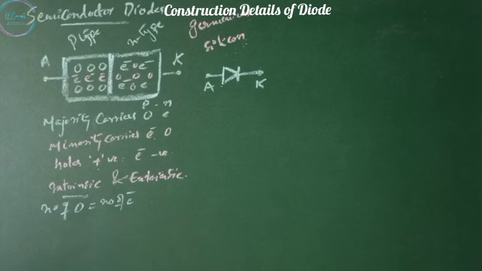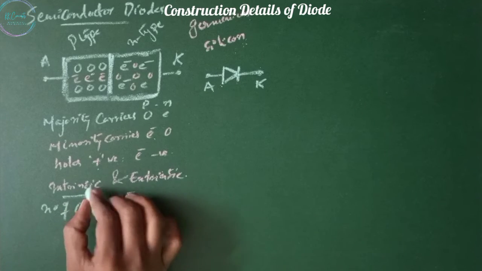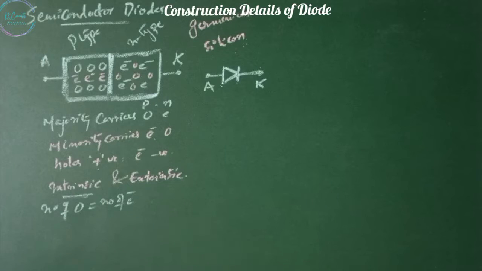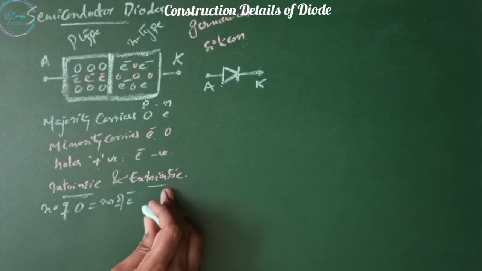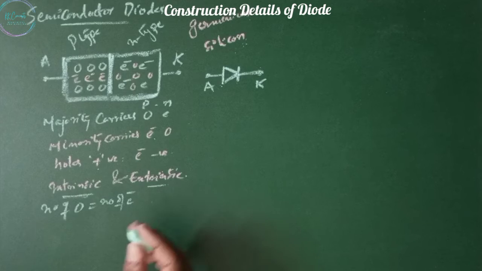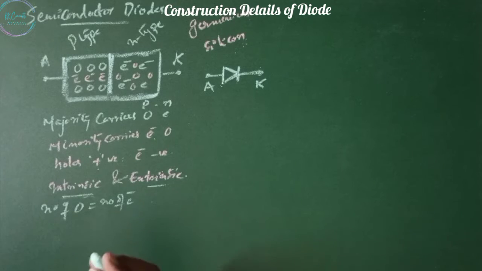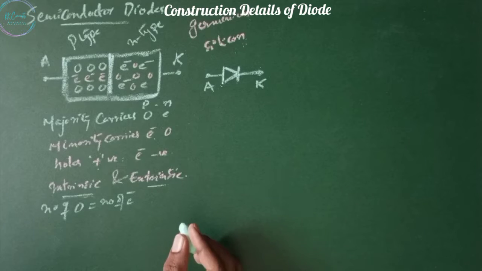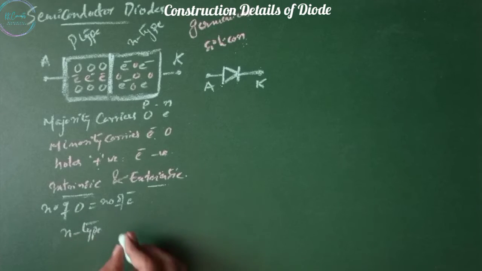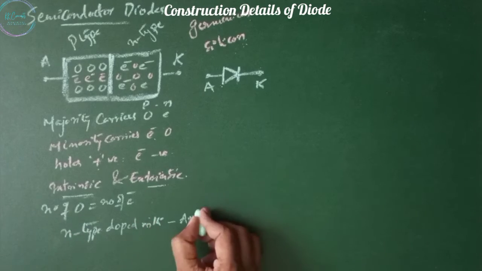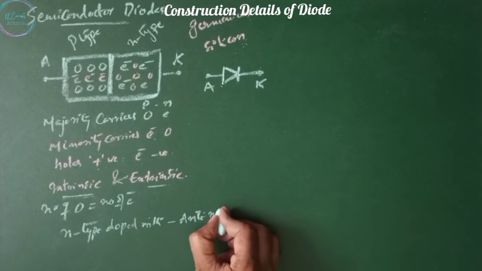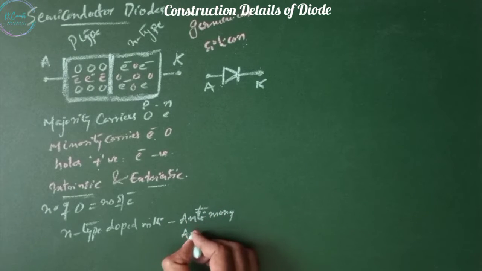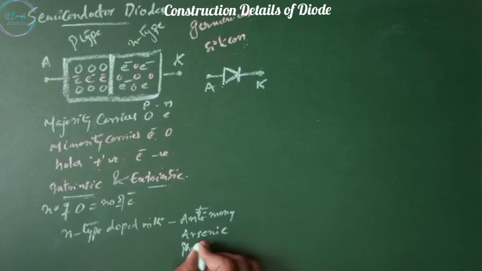Since intrinsic PN junction diodes are poor in conduction, they are doped with impurities. The process of mixing impurities into intrinsic diodes is known as doping. After doping, they become extrinsic diodes. N-type material is doped with antimony, arsenic, and phosphorus.